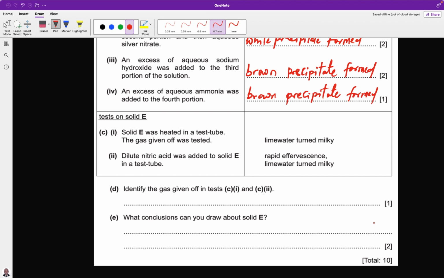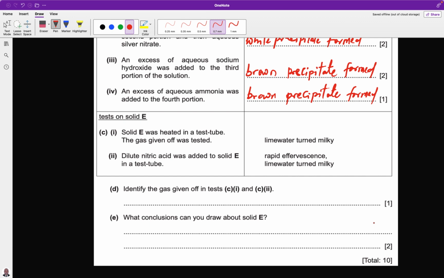It's a test for carbon dioxide. Two: dilute nitric acid was added to solid E in a test tube. What was observed? There was rapid effervescence, and the gas released also turned lime water milky. There was evolution of carbon dioxide.